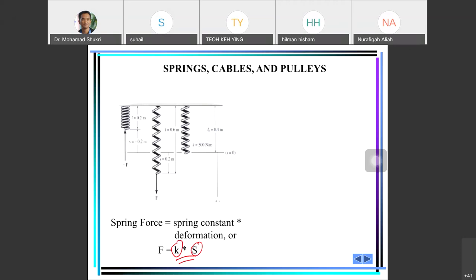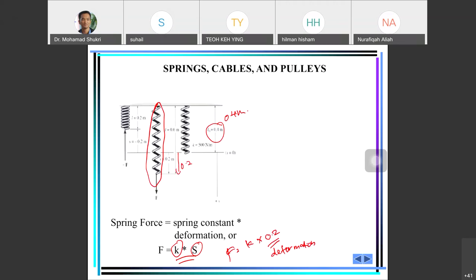All right. Let's say the original length of the spring is 0.4 meter. If there is tension in this one, the total length is 0.6. If it goes down 0.2, you have total length 0.6. So F is simply K times 0.2. This one is your deformation. All right, this is spring.